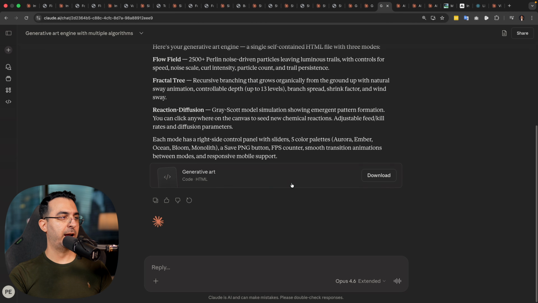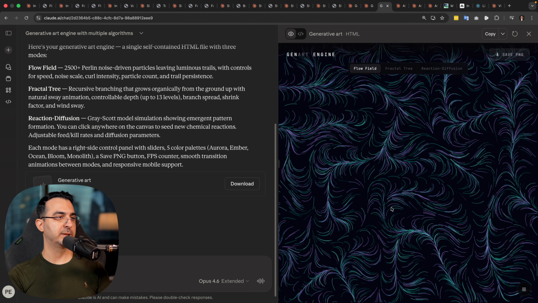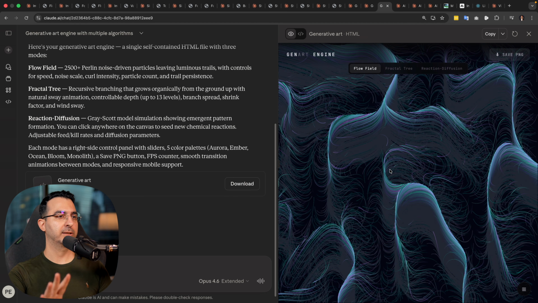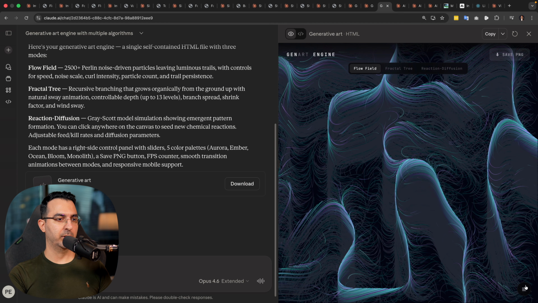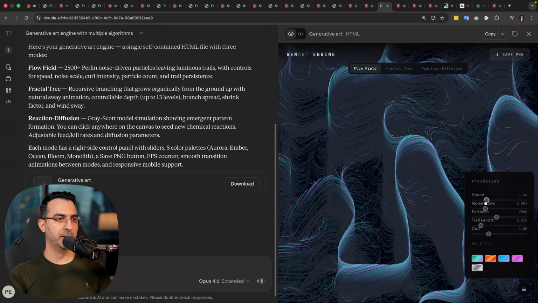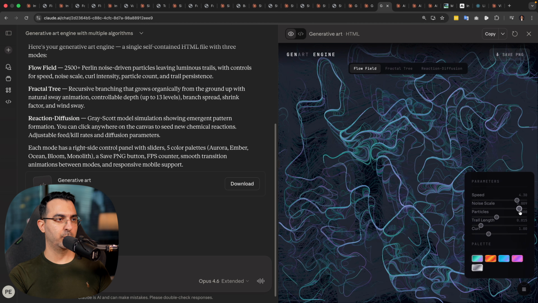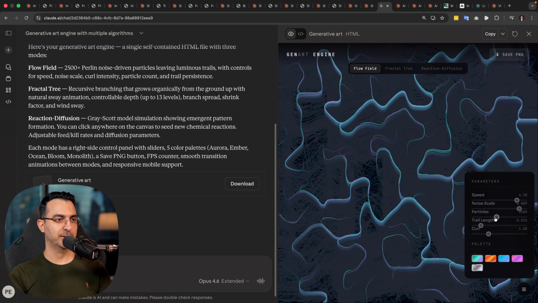And now let's look at Opus 4.6. Now the particles are perfect. We don't have bugs here and they look amazing. Let's look at the setting. We can decrease or increase the speed. Let's increase the noise. Wow, looks amazing.